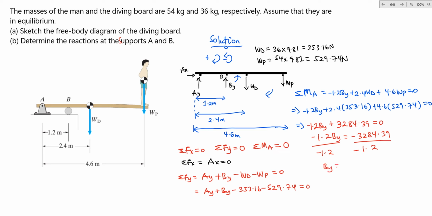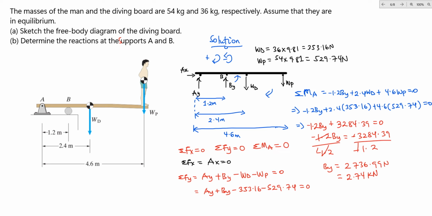So you're going to have 3284.39 divided by 1.2. Of course, the negatives will cancel out. This will give us a value of 2736.99 newtons for By. Let's change this to kilonewtons by multiplying by 10 to the power minus 3. That will give us a value of 2.74 kilonewtons.